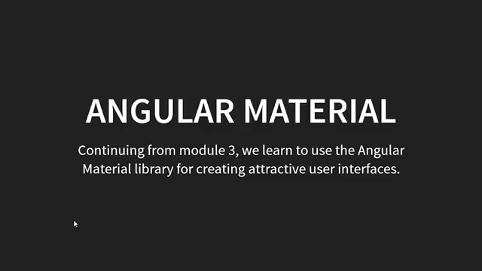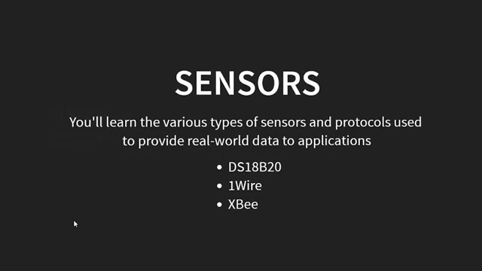So in this module, we're going to be introducing a library called Angular Material. So this is a project by Google that adds quite a lot of the material design components to Angular, which is very nice in terms of making a very modern looking, highly responsive user interface for our application.